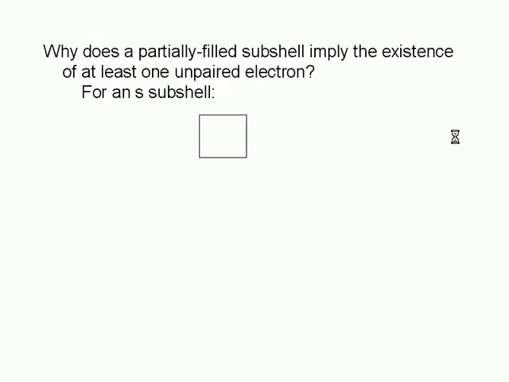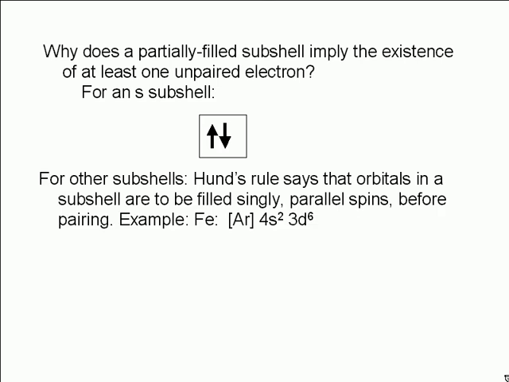You might ask, why does a partially filled subshell imply that there is at least one unpaired electron? In the case of the s subshell, it's obvious. If it has one unpaired electron, it's only half filled. If it is completely filled with 2 electrons, then there is no unpaired electron. Other subshells, it has to do with Hund's rule.